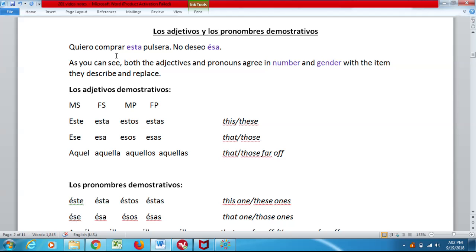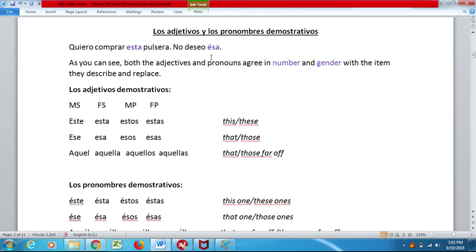out what's going on. So, quiero comprar esta pulsera. No deseo esa. All right, so I want to buy this bracelet. I don't want that one. All right, so could you figure out which is the demonstrative adjective and which is the demonstrative pronoun?